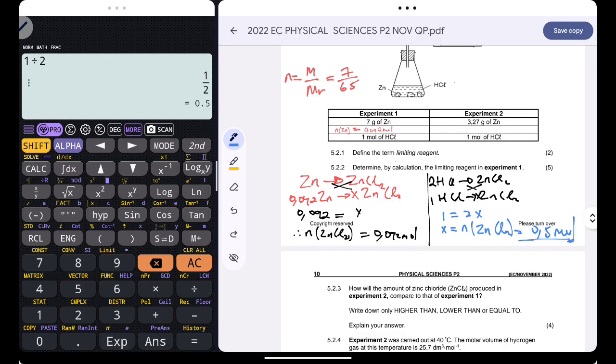So we can see that zinc can only give me the zinc chloride product as 0.092 moles. However, hydrochloric acid can give me 0.5 moles of zinc chloride. This simply means that zinc is my limiting reagent. Why? Because zinc will give me the lesser amount of products. Are you together? So in this case, zinc is my limiting reagent.